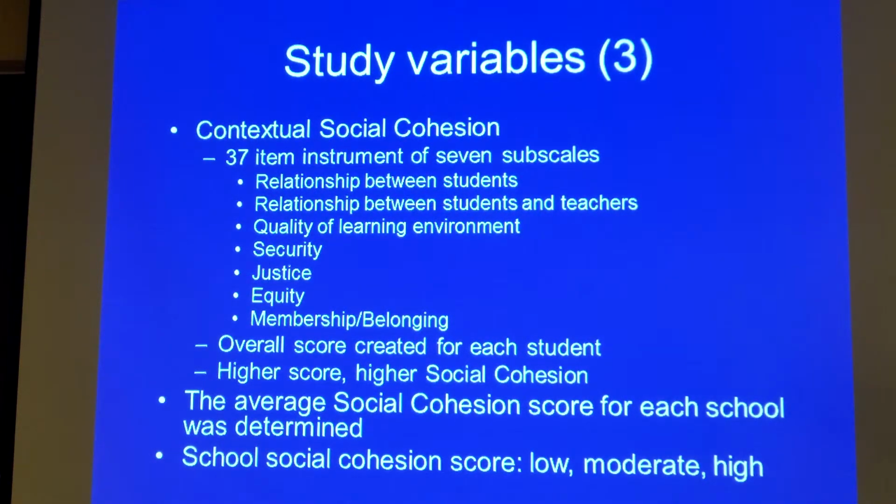The higher the score, the higher the social cohesion that person or that student individually perceived about their school. So the higher the score, the higher the social cohesion. Now the average social cohesion score for each school was determined, and that average score was used for the school level, to determine the school level social cohesion score.